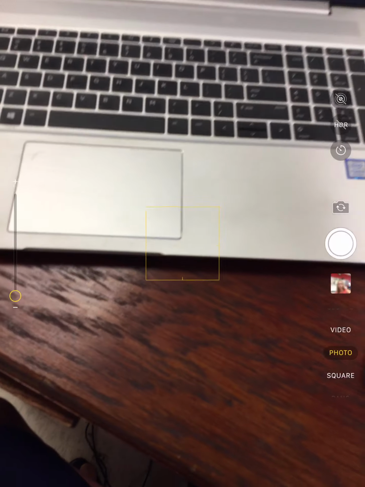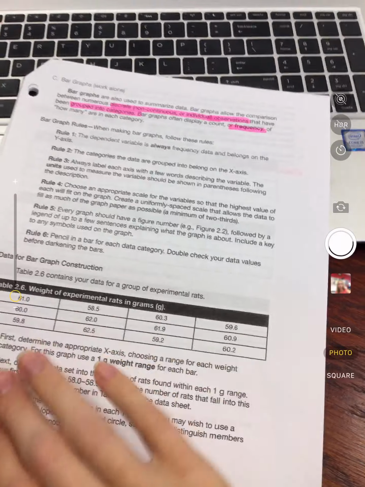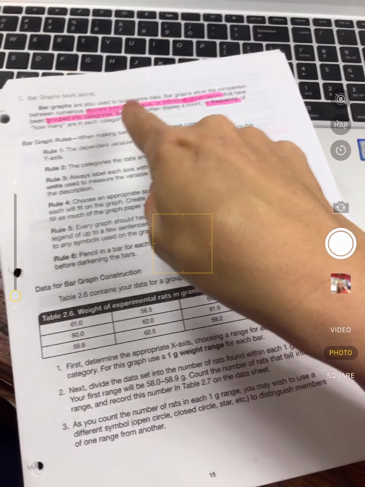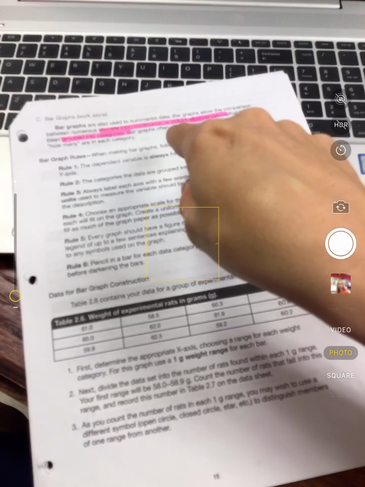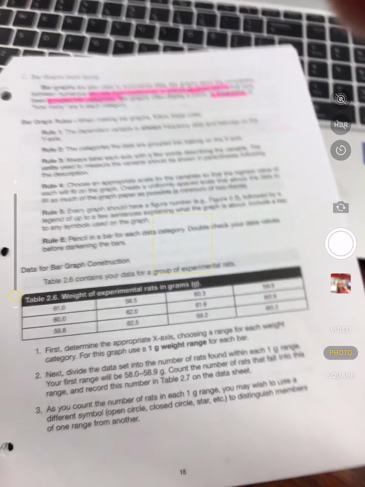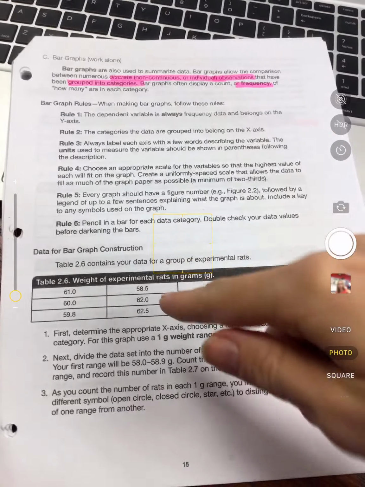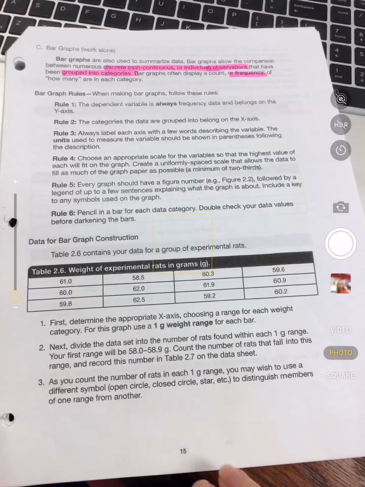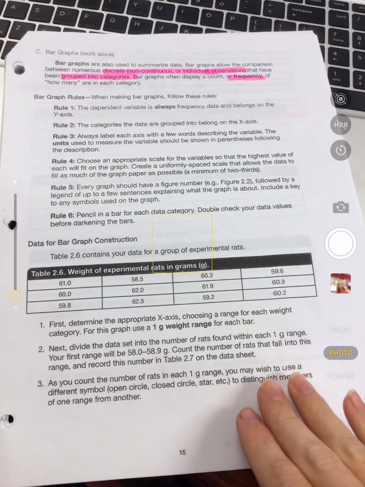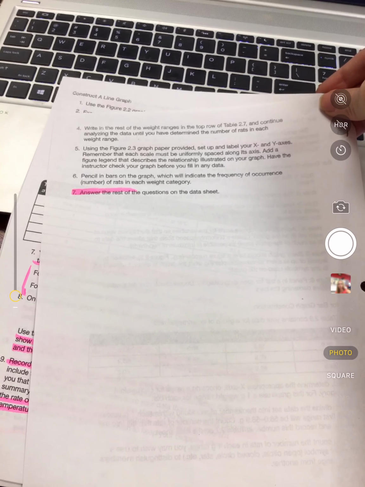So you'll do that. And then the bar graph, I didn't highlight too much, but again, it's got rules that you want to look at, and it describes how this is for non-continuous or individual observation in categories, and line graphs, if you go back, it says it's for continuous data collection. So it walks you through how to do it. It gives you your table that you're going to do and tells you how you are going to set up your bar graph. And again, I'll give you paper for that if you would like. And then you have questions to answer on the data sheet.